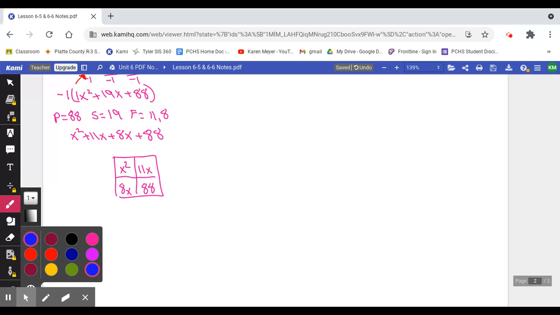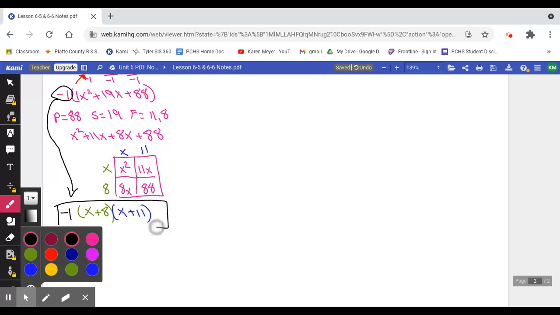So up and down, they just have an x in common. Up and down, they're both divisible by 11. Sideways, we're looking at an x, and they're both divisible by 8. So we've got x plus 8 as one of my parentheses, and my other parentheses is x plus 11. Now, don't forget your GCF, and whatever your GCF was at the very beginning, you have to take that and bring it down and put it in front of your final answer. Done.